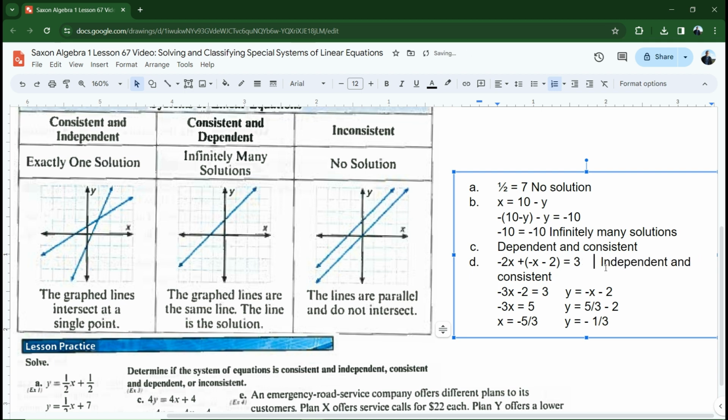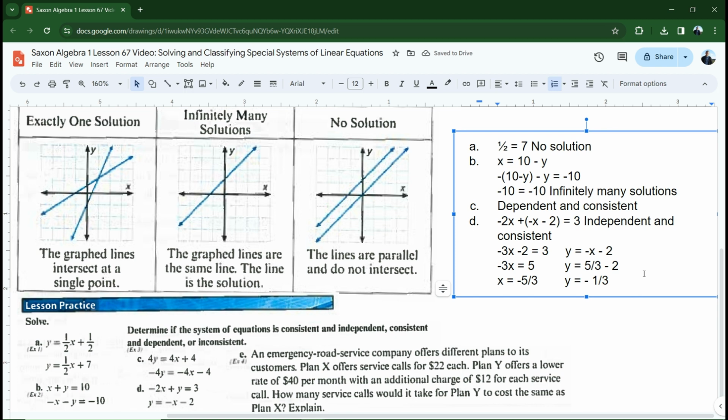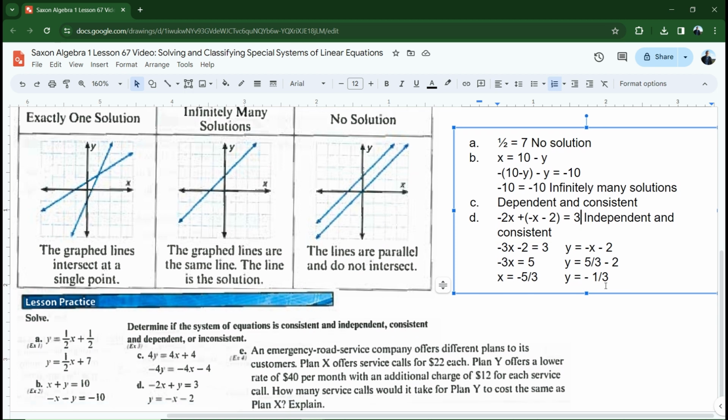So one more question to answer. Let's see if we can get this all on one line here. Just barely missed it. That's okay. All right, one more problem.